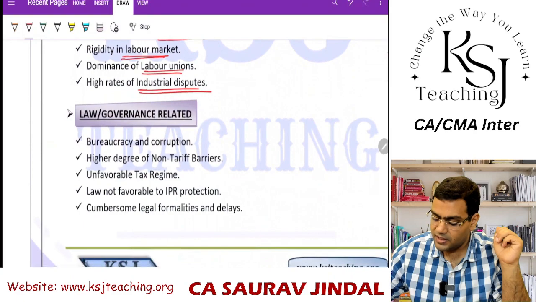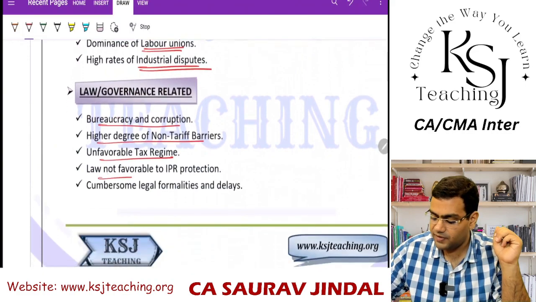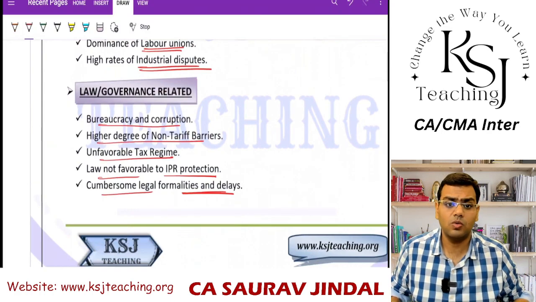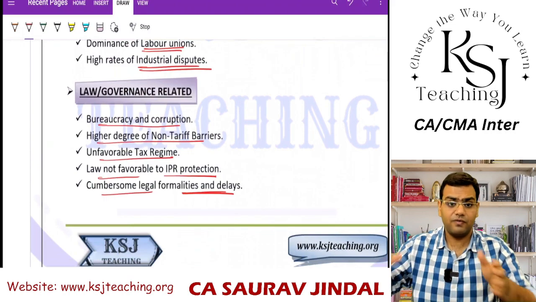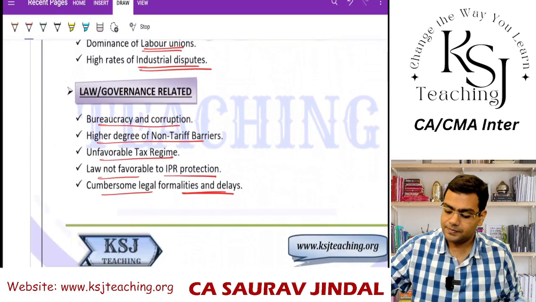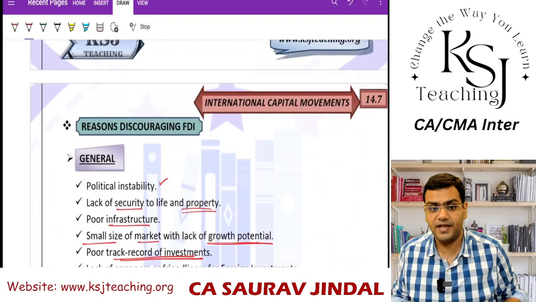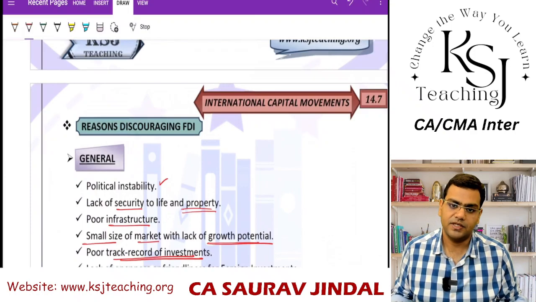The law or governance related: the bureaucracy and corruption, higher degree of non-tariff barriers, unfavorable tax regime, law not favorable to the IPR protection, cumbersome legal formalities and delays. So all these reasons discourage a person or an institute who wants to invest. Please do not invest for these reasons, right? So these are the reasons discouraging the foreign direct investor.